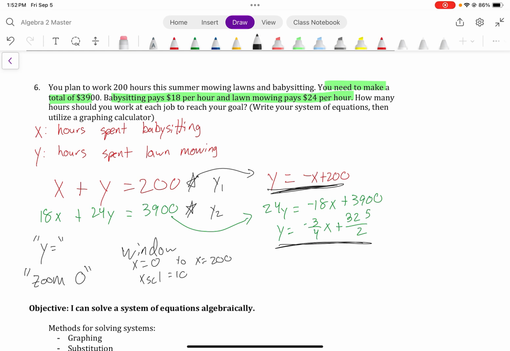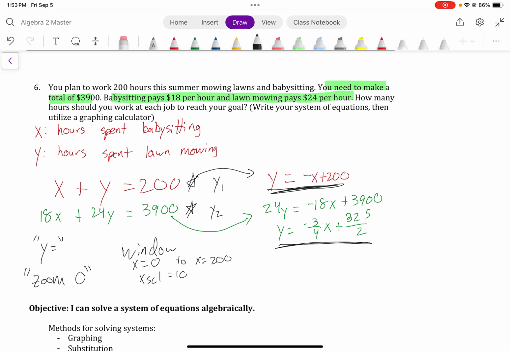Because the number of hours is what X represents. The number of hours is what Y represents. The least it could be is 0. The biggest it could be is 200. And I go by 10. Now I hit the word graph. And I can actually see where these lines intersect. I don't know what that ordered pair is right now.